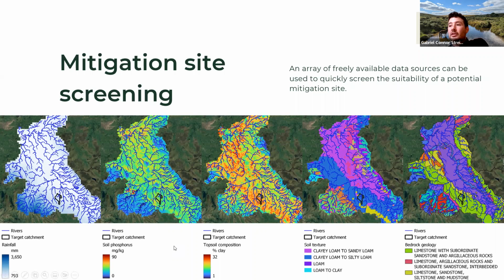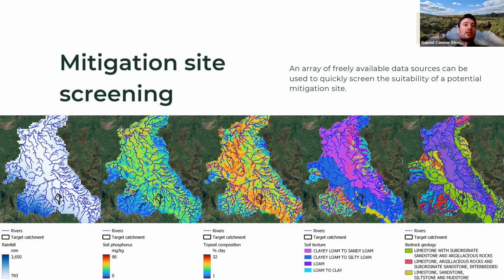There's also data available on soil phosphorus and soil nitrogen, but there would have been too many maps, so we haven't included soil nitrogen here. Also, this is a phosphorus only catchment, so it's not as important here. But there are data sets on soil phosphorus concentrations, which we can use as a screening tool to say, okay, we think there might actually be a decent amount of soil phosphorus in this catchment, which means we're probably going to have a better chance of having a good mitigation solution.